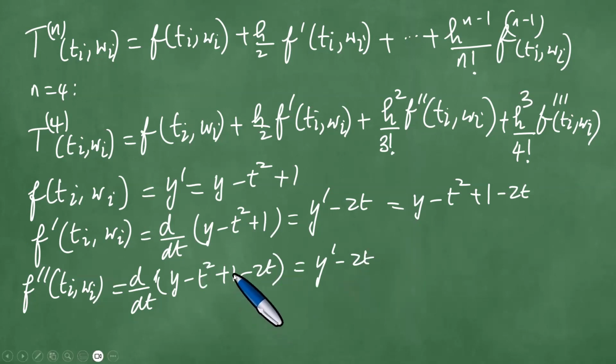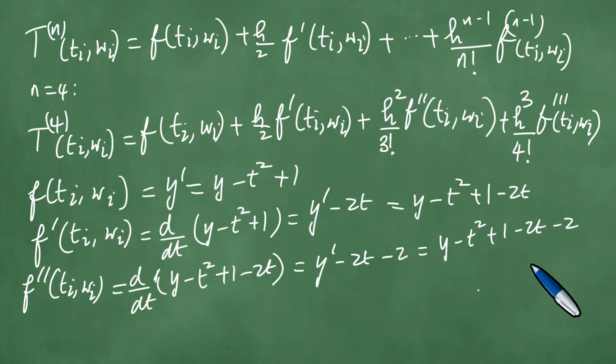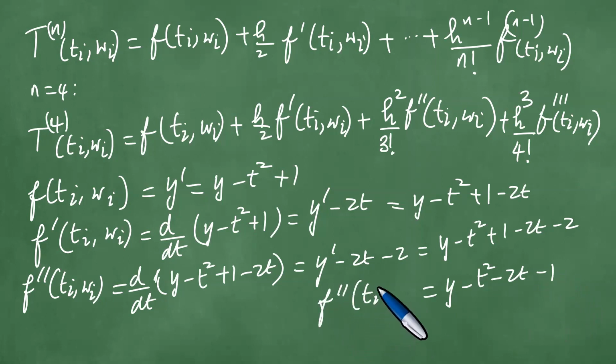And then the derivative of this one is going to be 0, because 1 is a constant, and then minus 2. And then y prime means what? Means exactly what we need to get. What is y prime? It's exactly this here, which is y minus t squared plus 1 minus 2t minus 2, like this. And what is this? This is y minus t squared minus 2t minus 1. And this is f double prime of Ti, Wi.